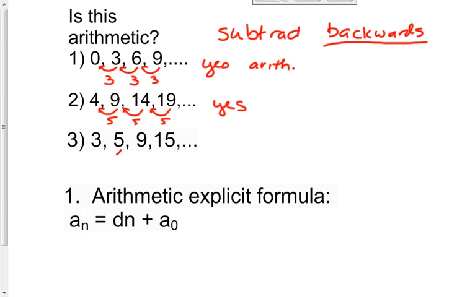Number 3, 5 minus 3, 9 minus 5. We get 4. We don't get the same thing. We can stop right there. This one is not arithmetic.